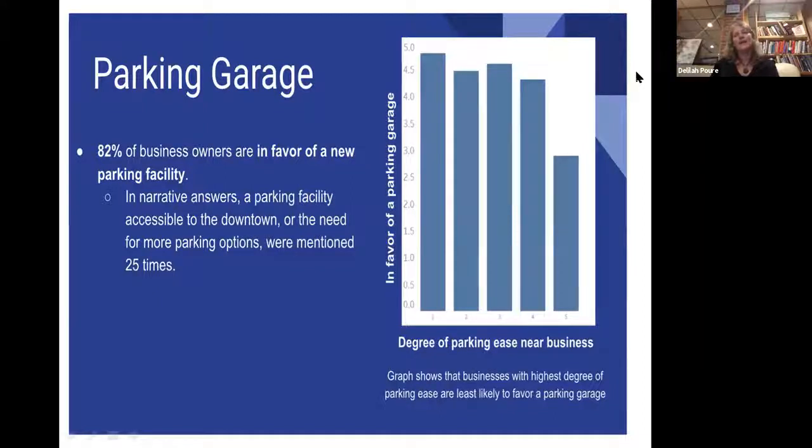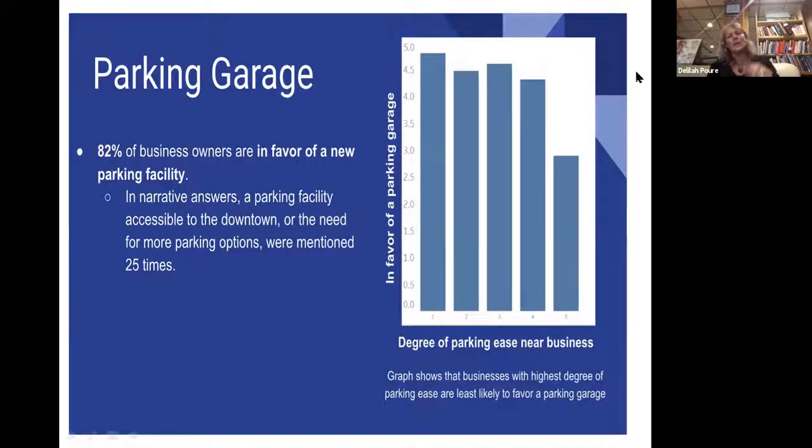There was a big process trying to figure out if Biddeford should have a parking garage. And almost 50% of the battle was political. Who wanted it, who didn't want it. One of the pieces of research we were able to do and then show visually was that 82% of business owners were in favor of a new parking facility. That was important. But also, if you look at that graph on the right side of the screen, it shows that businesses with the highest degree of parking ease near their business are least likely to favor a parking garage. Right. So the bar on the far right means that the degree of ease near their parking was low.